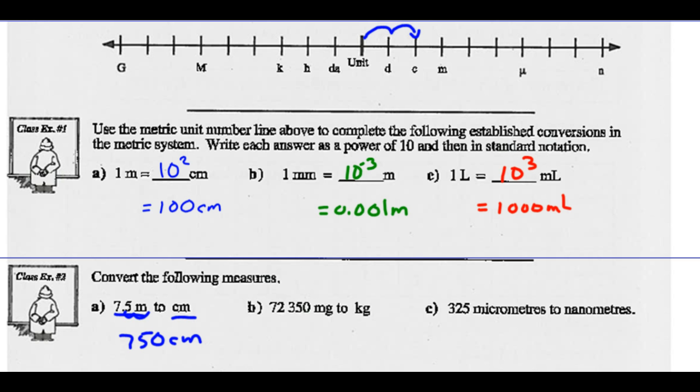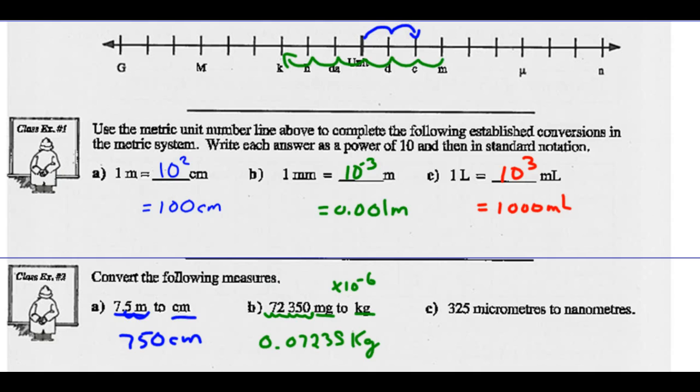If I want to look at milligrams to kilograms, again, I start at milligrams and I go 1, 2, 3, 4, 5, 6 that direction to get to kilograms. So I could multiply by 10 to the negative 6, or I could take my decimal and move it 6 spots this way. 1, 2, 3, 4, 5, 6. So you get 0.07235 kilograms.